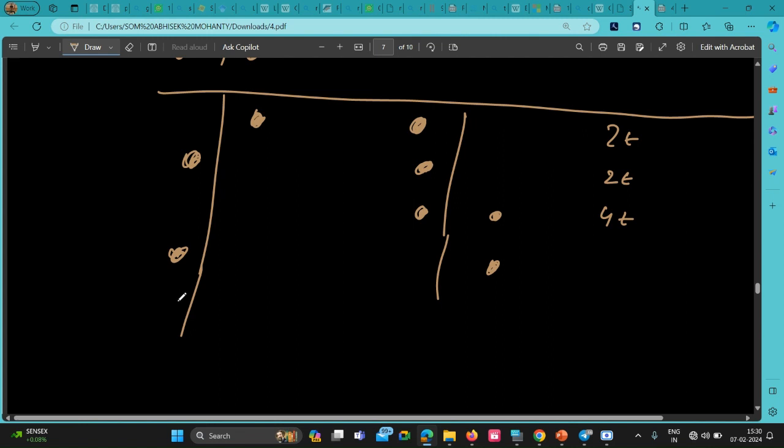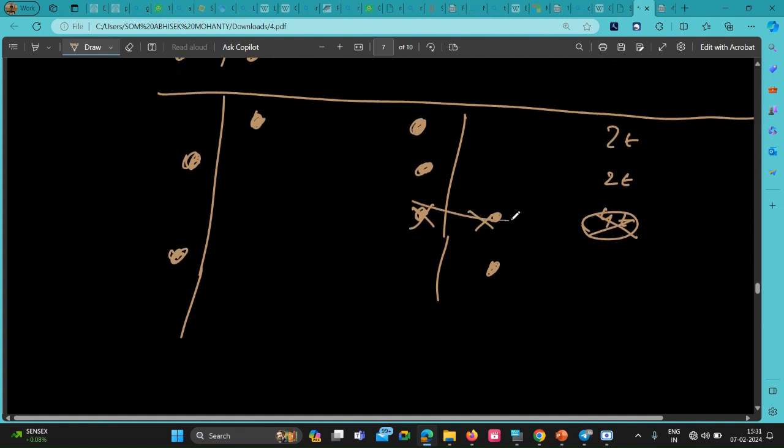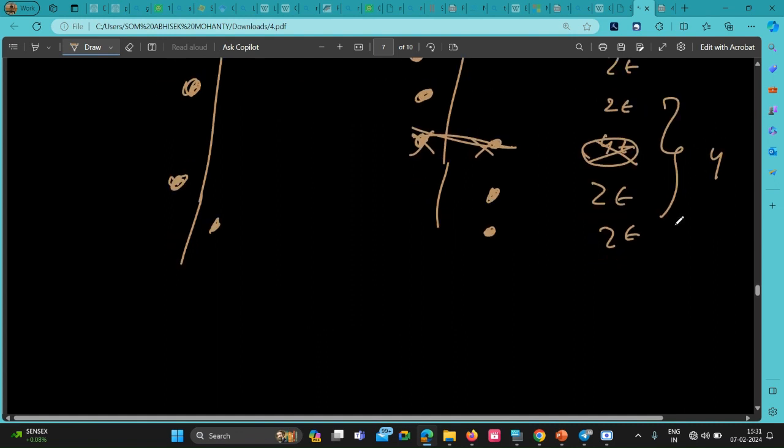Sorry, this state is not possible. This is 4 epsilon, and we need 2 epsilon in this state, so this is not possible. Another one is this. So 2 epsilon has degeneracy 4. Next is 4 epsilon.